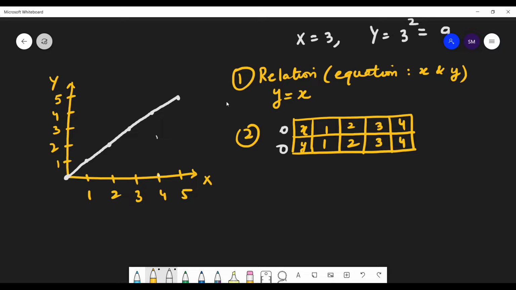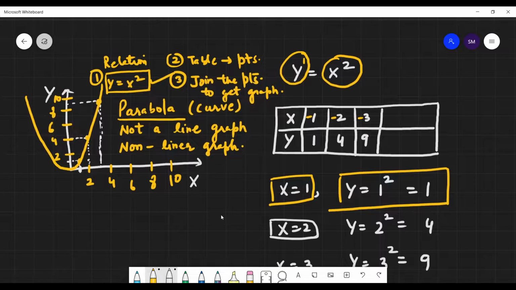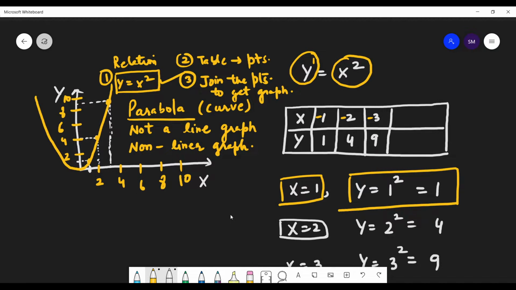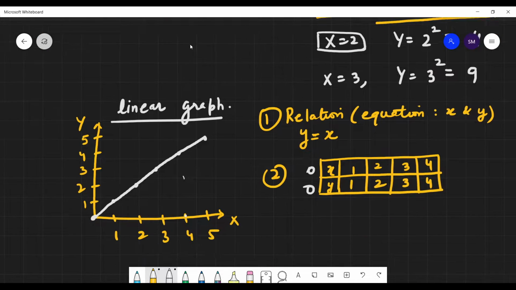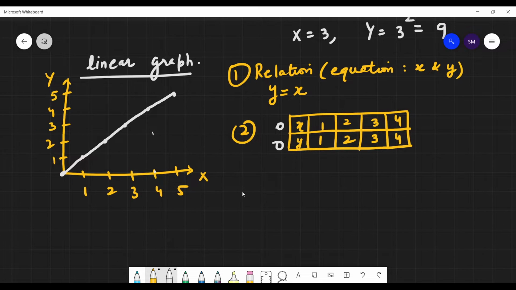So, which graph do you have this time? You have a linear graph. So, you have two types of graphs. One is nonlinear. In the nonlinear, so that's the nonlinear graph. And that's the linear graph.